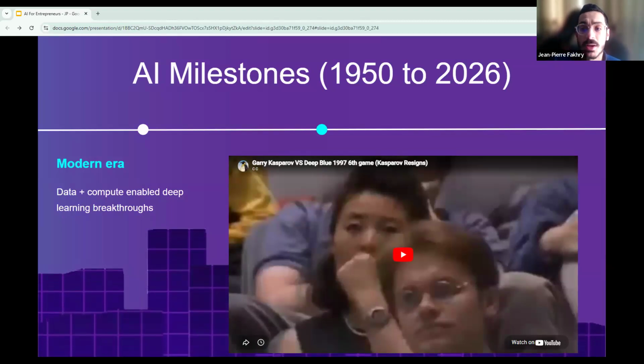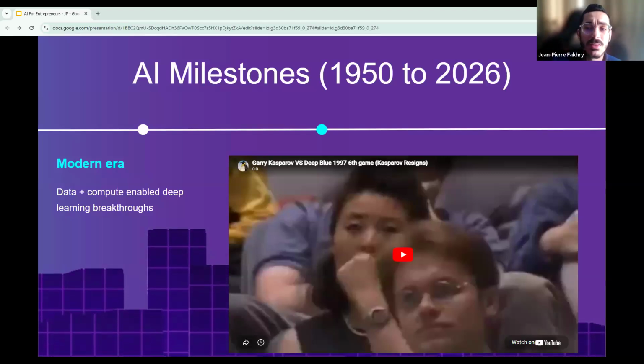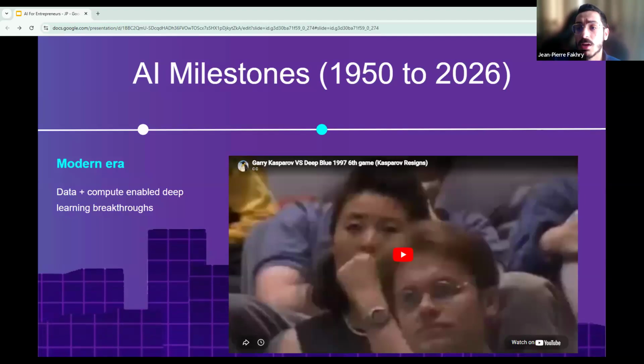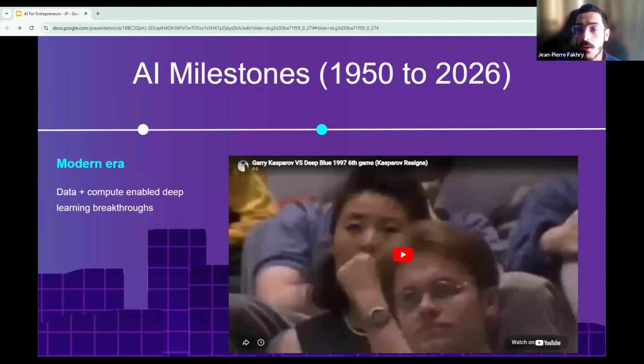Now, the headlines were dramatic. Some people said machine beats man. But here is the most important nuance here. Deep Blue did not learn chess. It was programmed with thousands of rules. It evaluated 200 million positions per second. And basically, it followed handcrafted logic that was written by engineers and grandmasters, for sure.